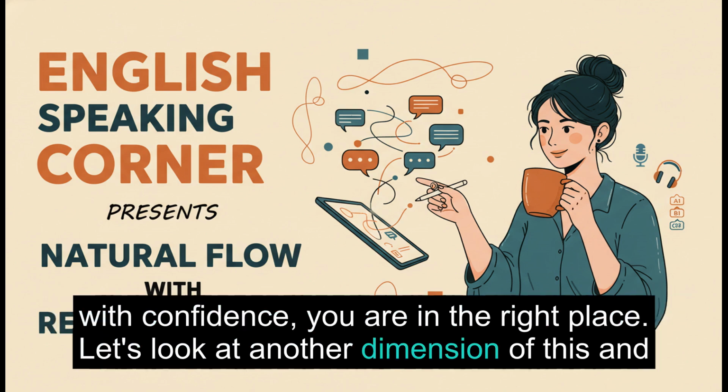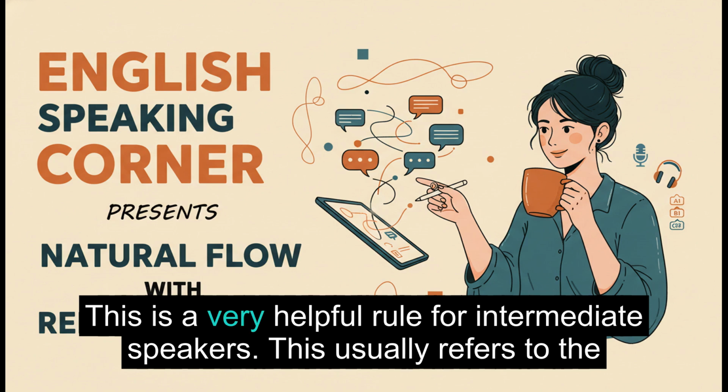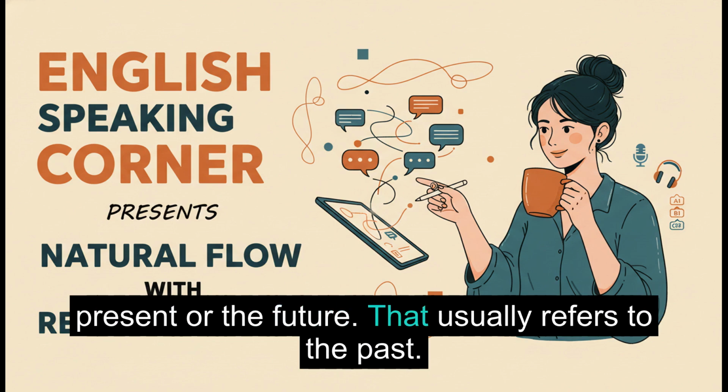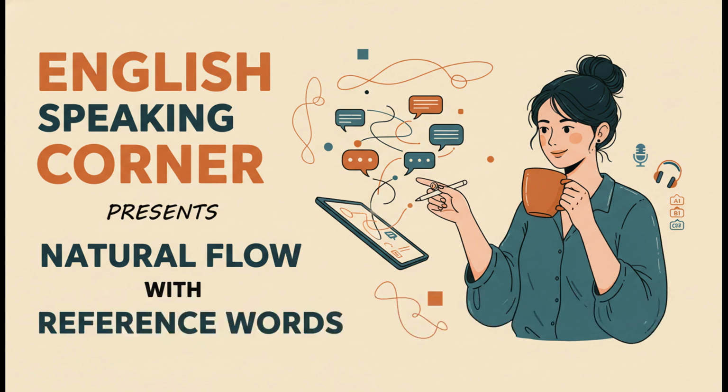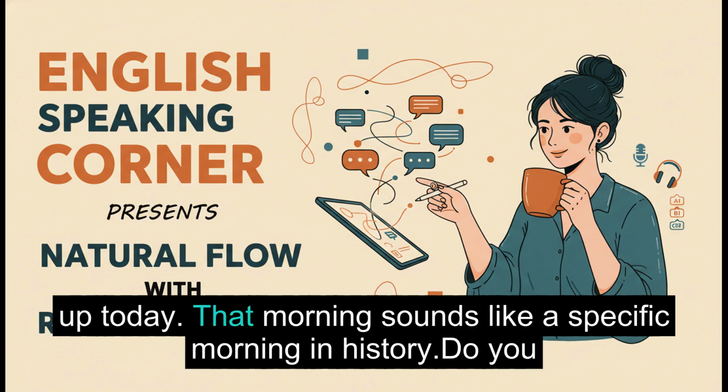Let's look at another dimension of this and that. Time. Yes, this is a very helpful rule for intermediate speakers. This usually refers to the present or the future. That usually refers to the past. For example, this morning means the morning we are currently in or the one coming up today. That morning sounds like a specific morning in history.